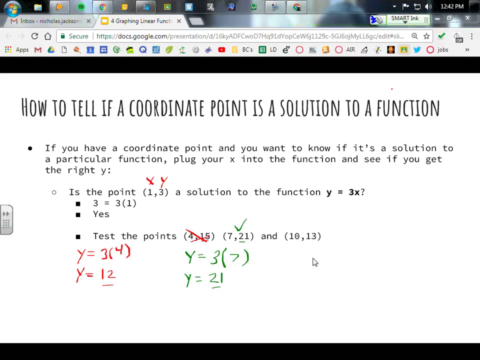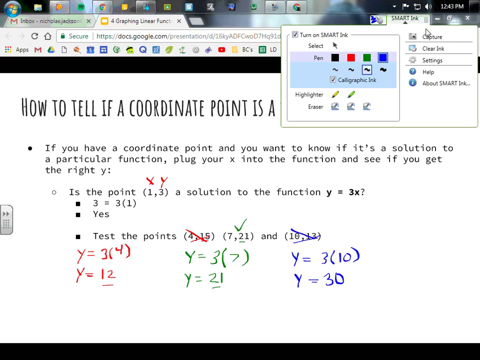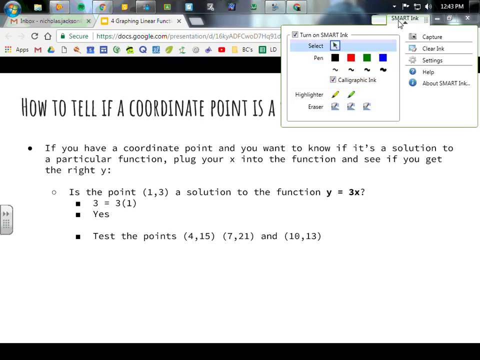All right, let's test our third point, 10 and 13. Plug 10 in for x, so our function is y equals 3 times 10. If we were to solve that, that should give us a y of 30, which is not what we were given here for y. So this is not a solution to that function. All right, let's move on.